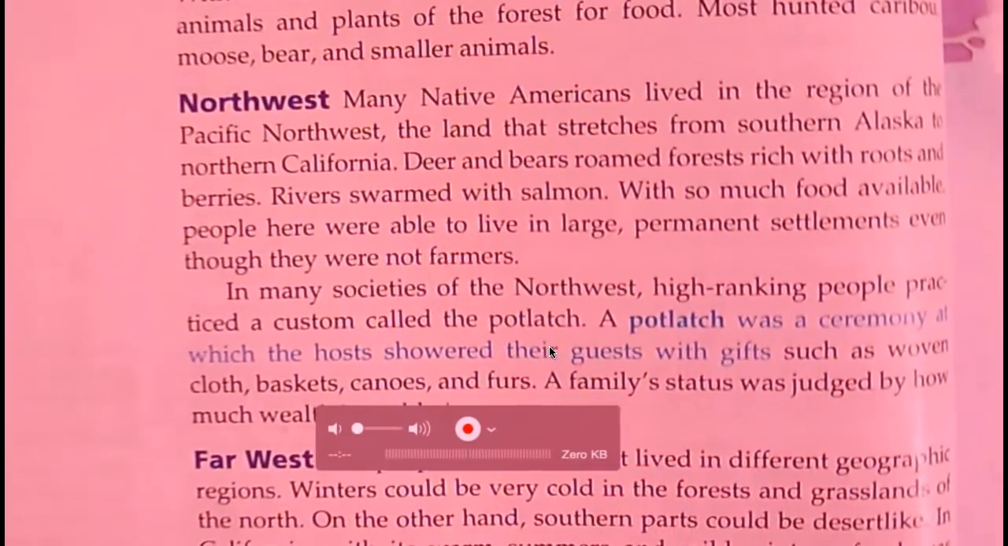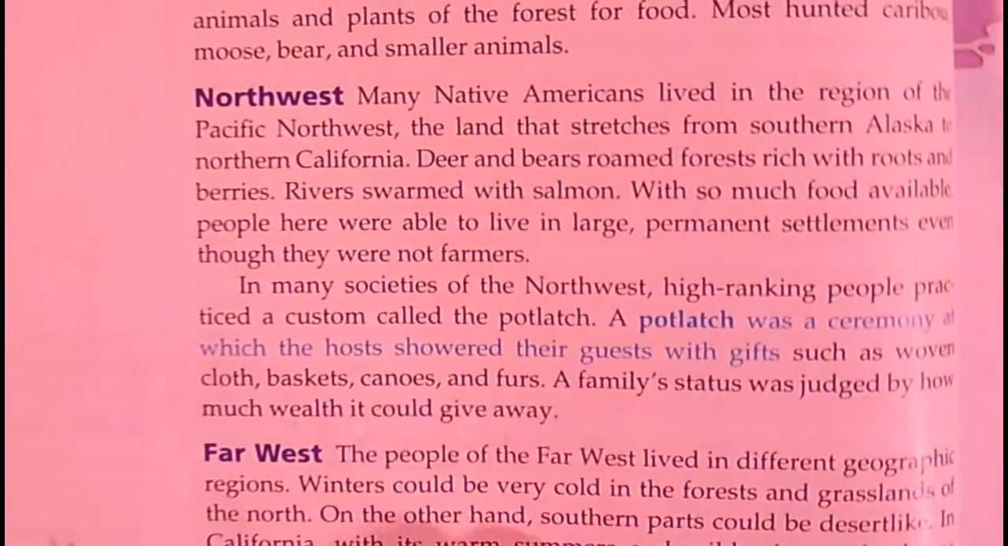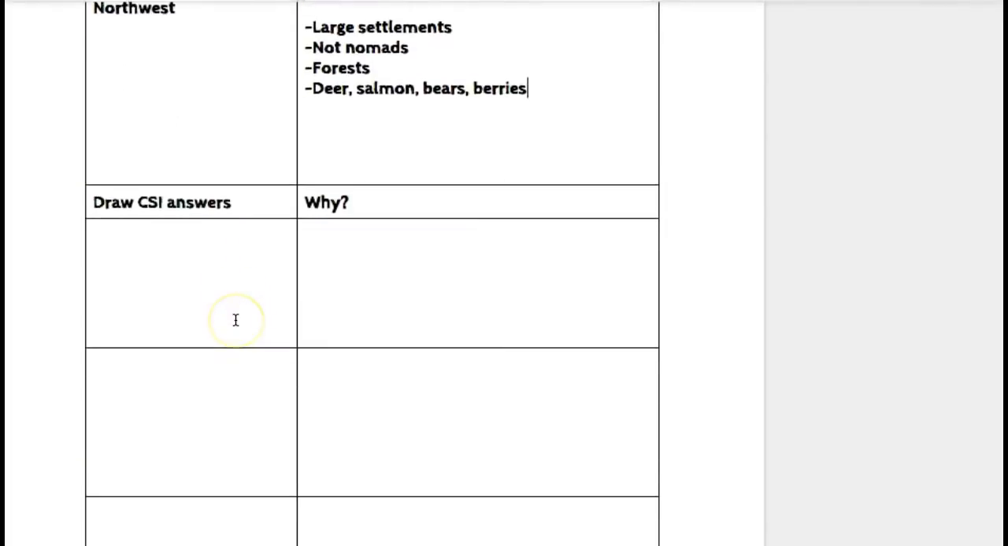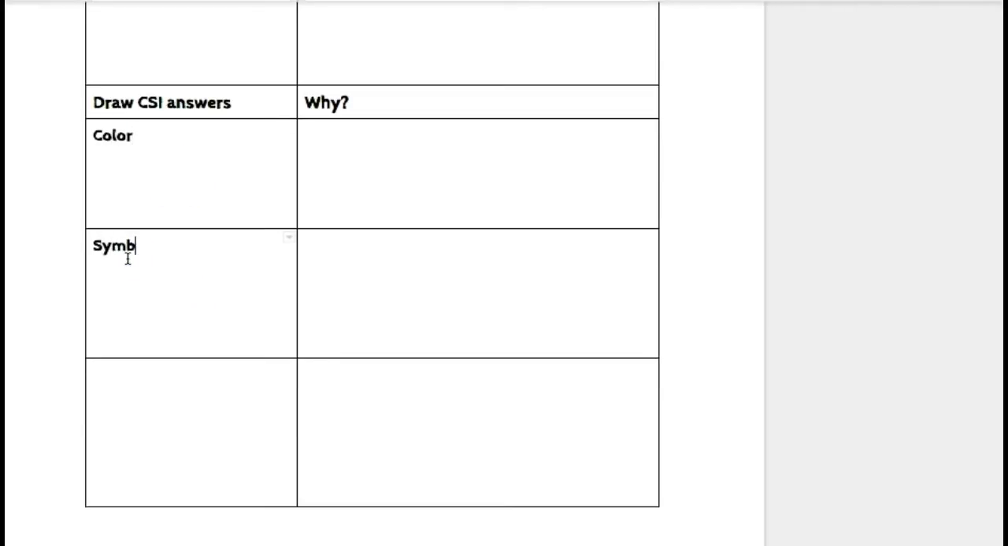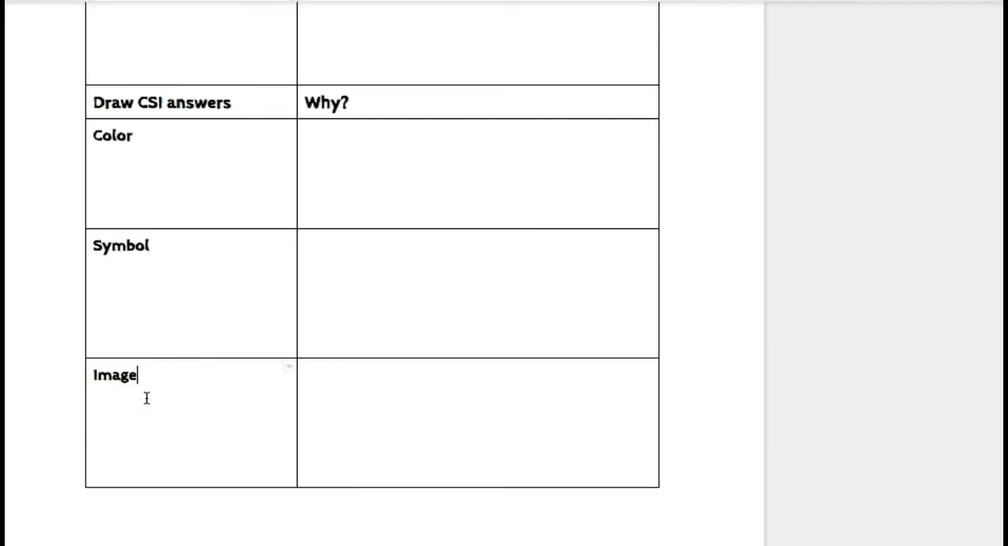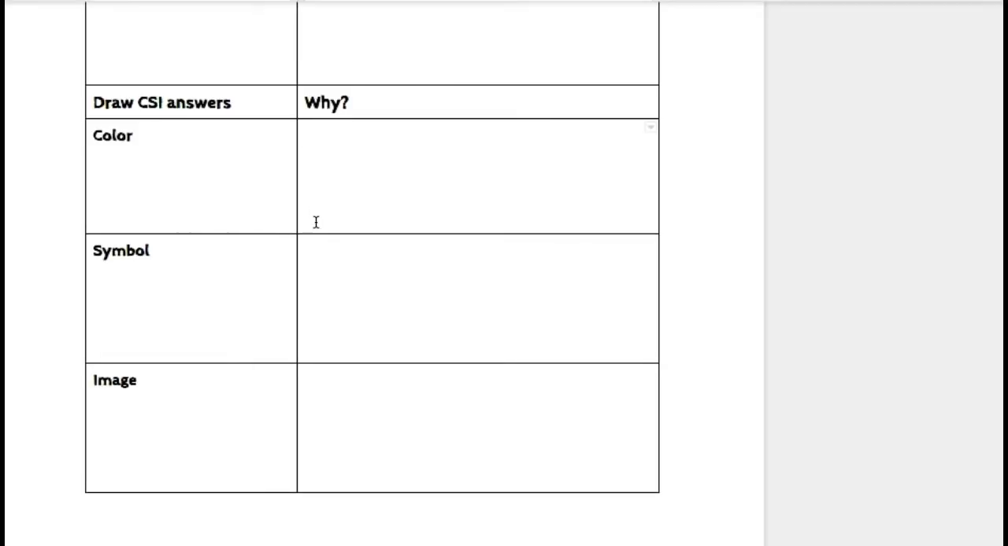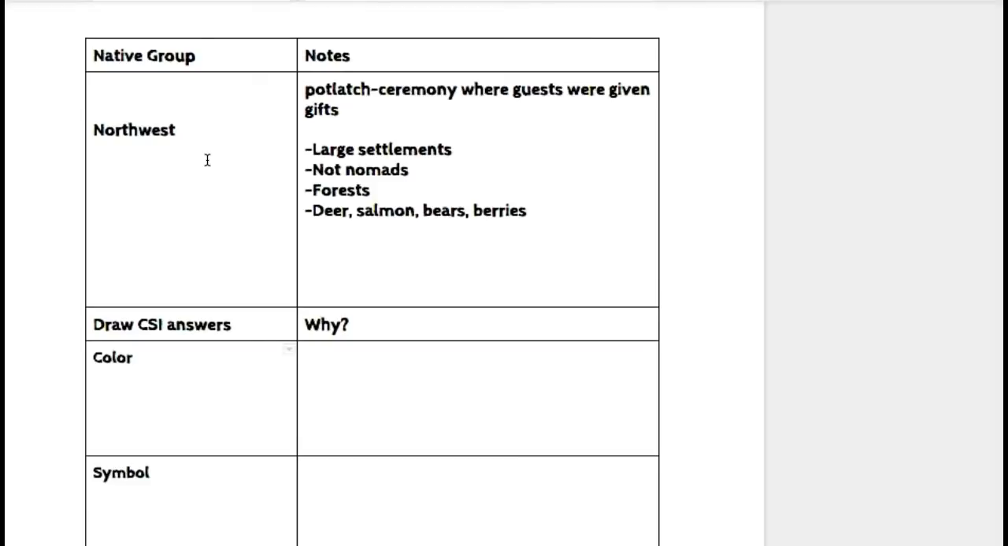All right, and we already got the potlatch part, so that's pretty good. Now we're going to come down, and the first thing we're going to do is color. So you kind of think, what might be a color that you would relate to this one? And I really want you to think of your own and try to start coming up with your own reason why. Okay, so don't copy mine, but what color makes you think of that?